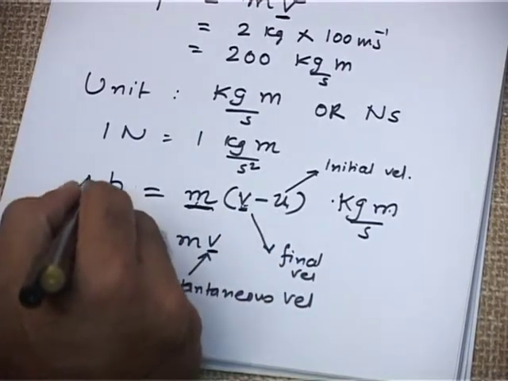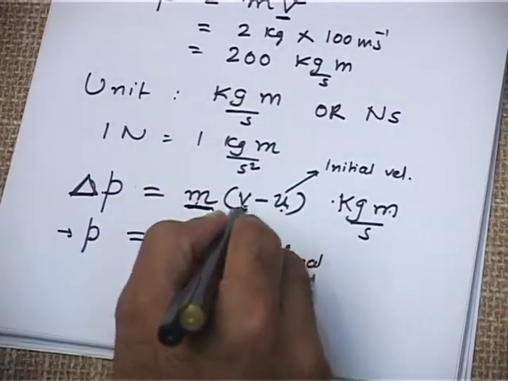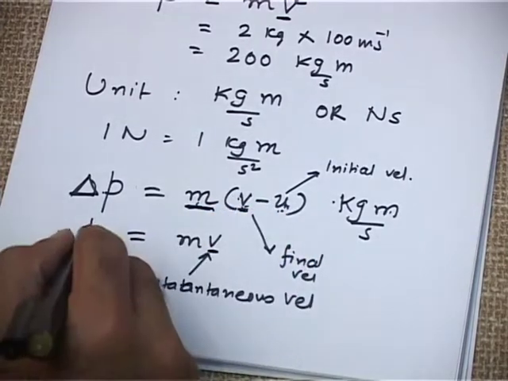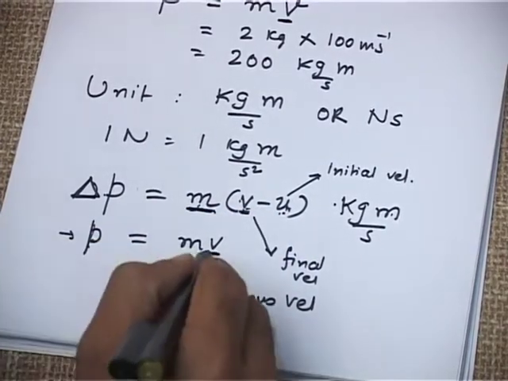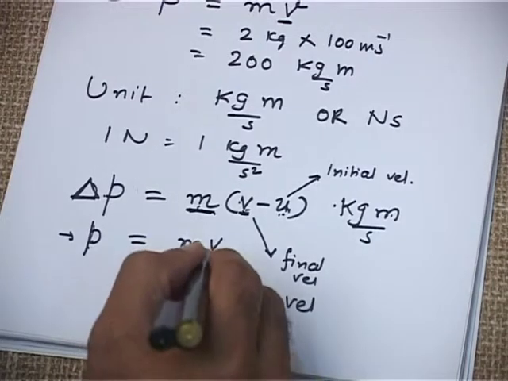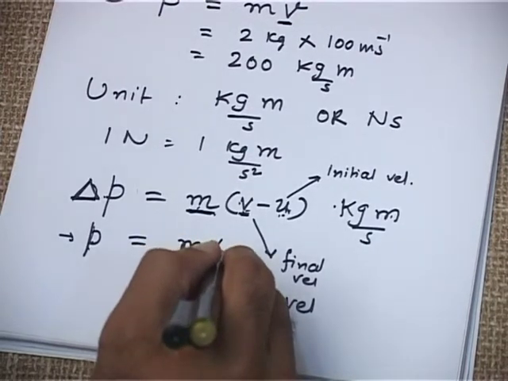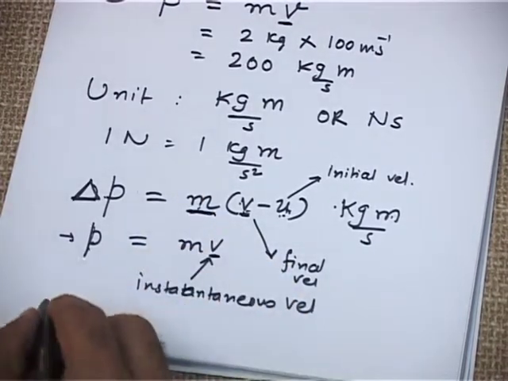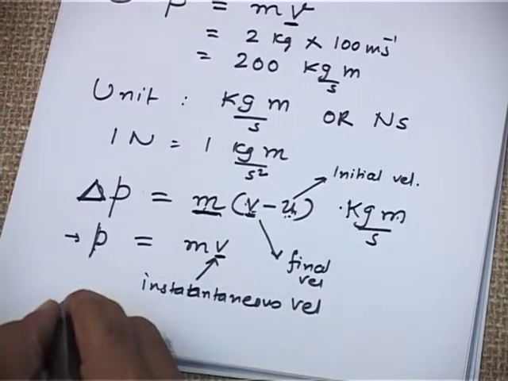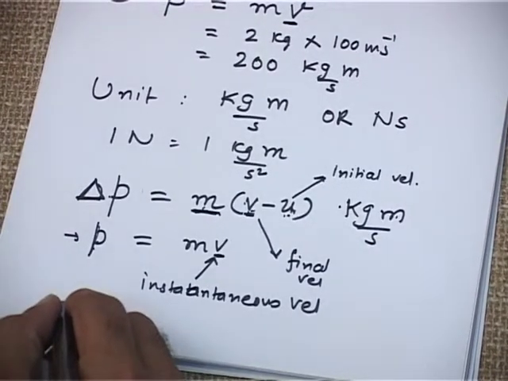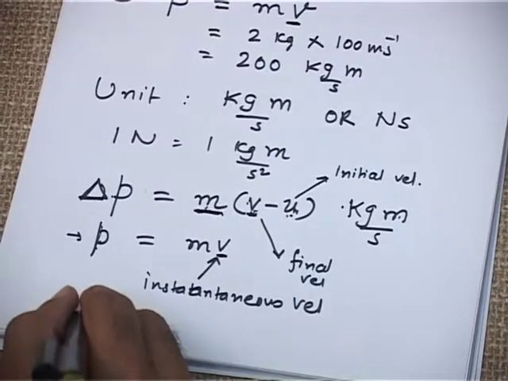When we are talking in terms of change in momentum, we are looking at change in velocity, final minus initial. Whereas when we are looking at momentum, we are looking at the instantaneous velocity, the velocity at that point in time. With this pre-knowledge of momentum, in the next video, we will be talking about Newton's second law of motion.